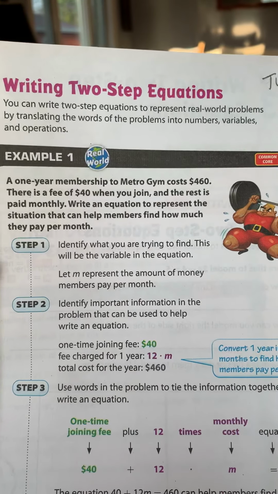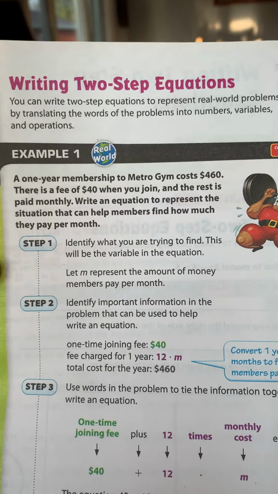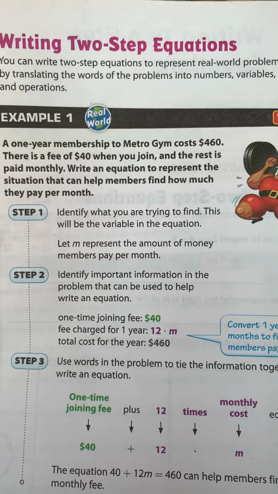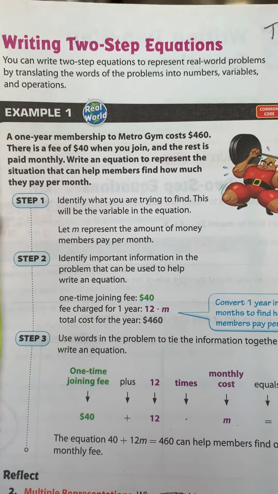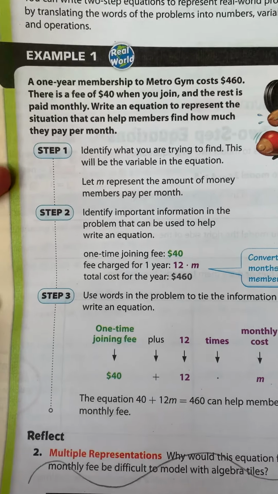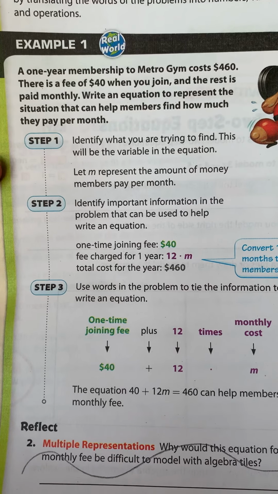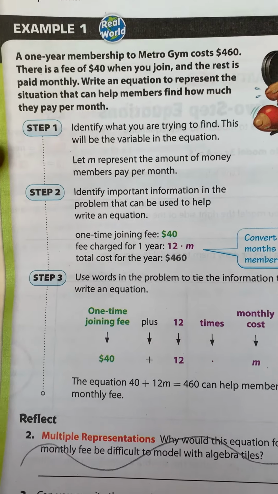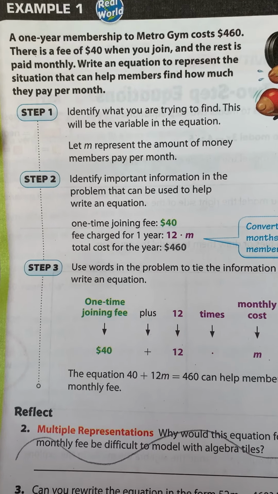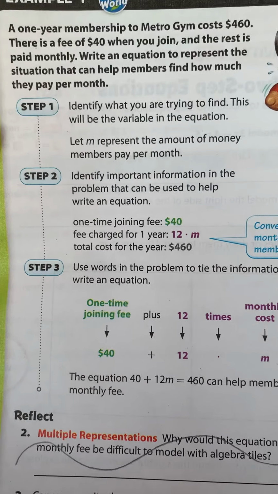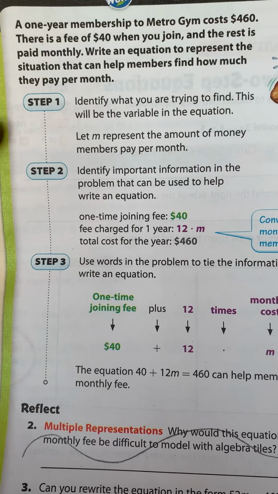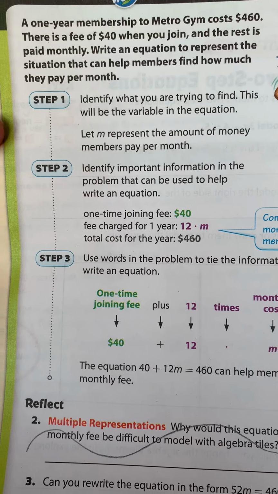You can write two-step equations to represent real-world problems by translating the words of the problems into numbers, variables, and operations. A one-year membership to Metro Gym costs $460. There's a fee of $40 when you join, and the rest is paid monthly. Write an equation to represent the situation that can help members find how much they would pay per month.